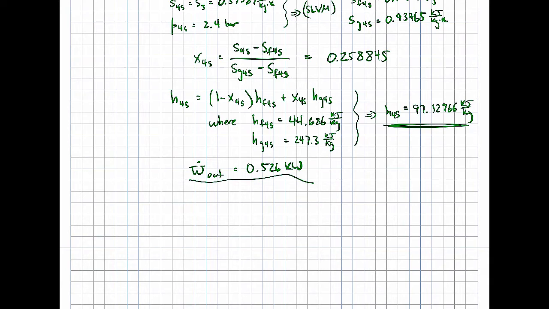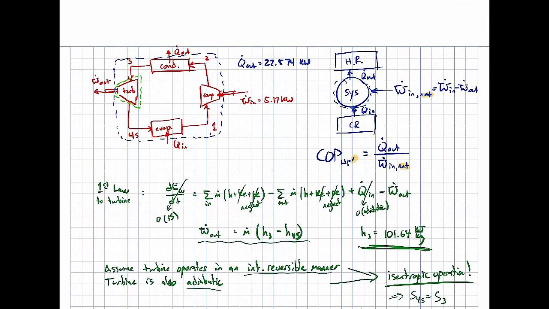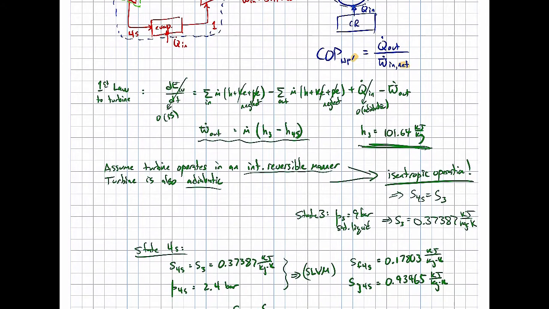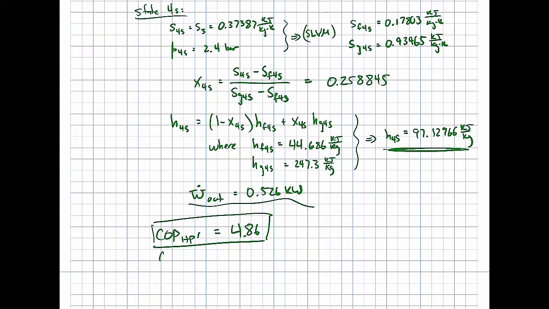Anyway, we can make use of this to calculate our coefficient of performance for our modified heat pump cycle. And when you plug those numbers in, it comes out to be 4.86. So again, let's compare that to our original heat pump cycle. It was 4.37. Let me just make a note of that here. So the original one was 4.37. So we've improved the efficiency to some degree.